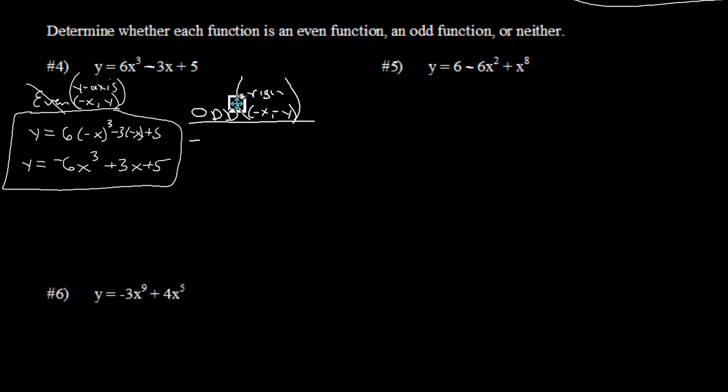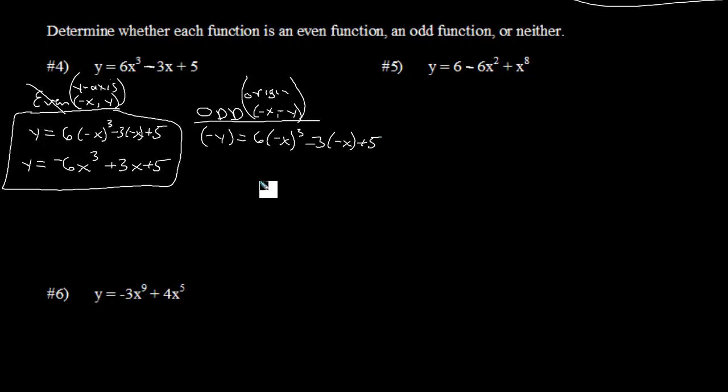So is it odd? Here I change the signs of my x's and my y's. So it's going to be a negative y equals 6 times a negative x cubed minus 3 times a negative x plus 5. So it's a negative y equals negative x to the third is a negative x cubed. That times 6 is a negative 6x cubed. Subtract 3 times a negative x is a plus 3x, and then bring down the plus 5.